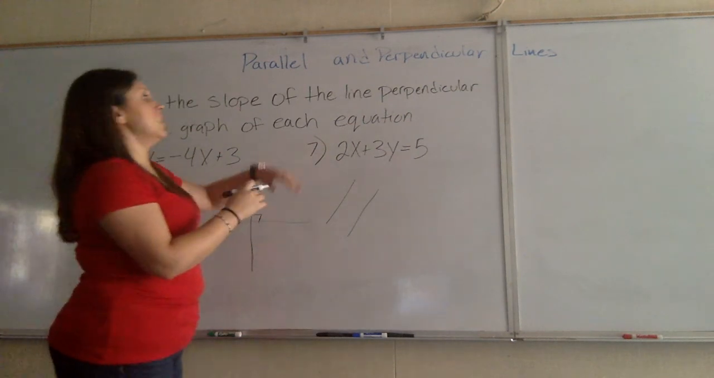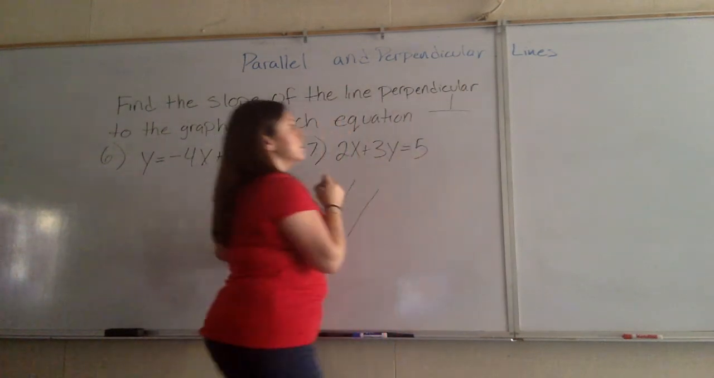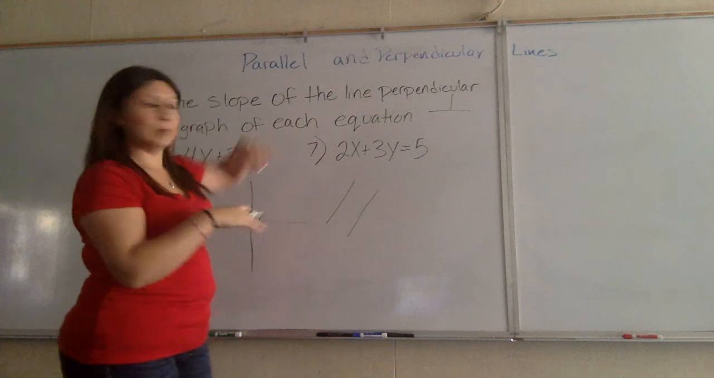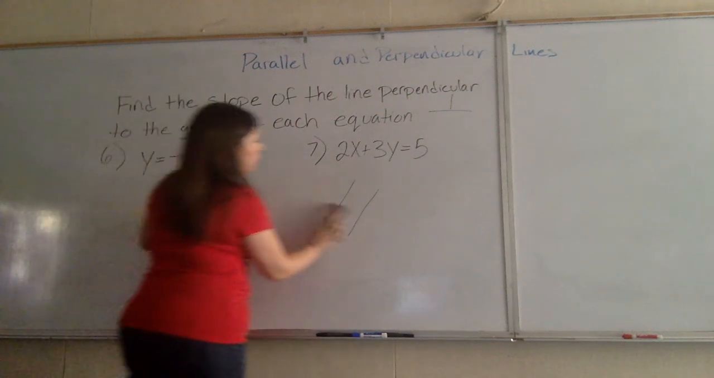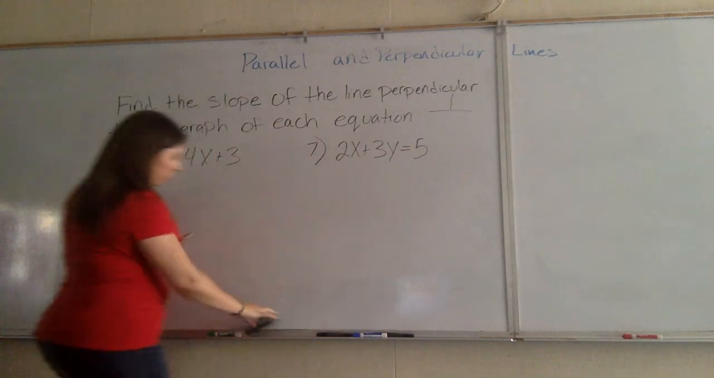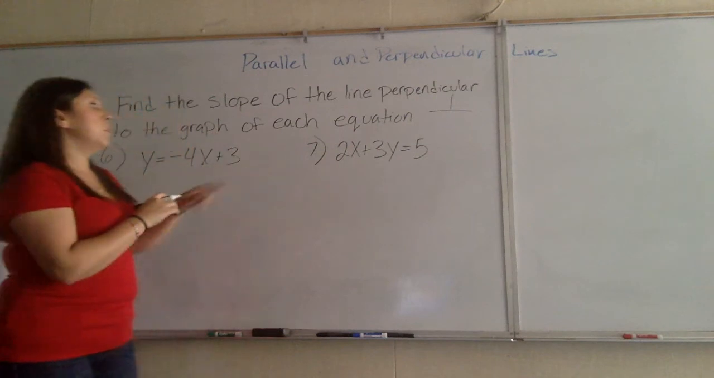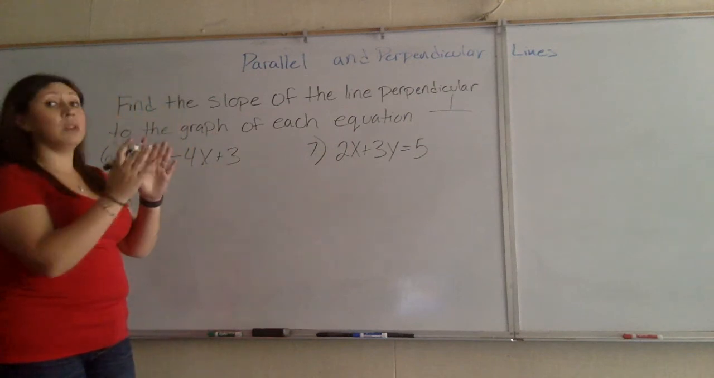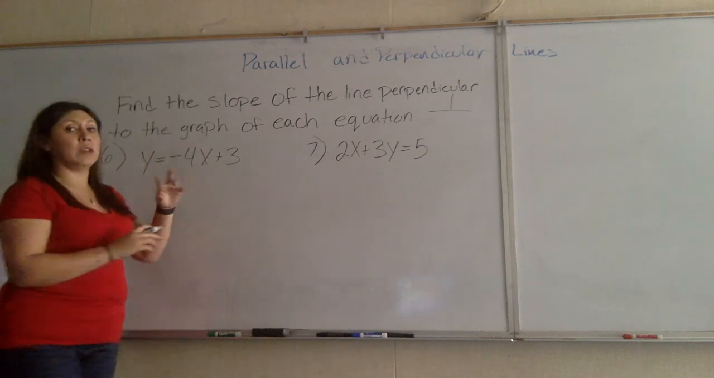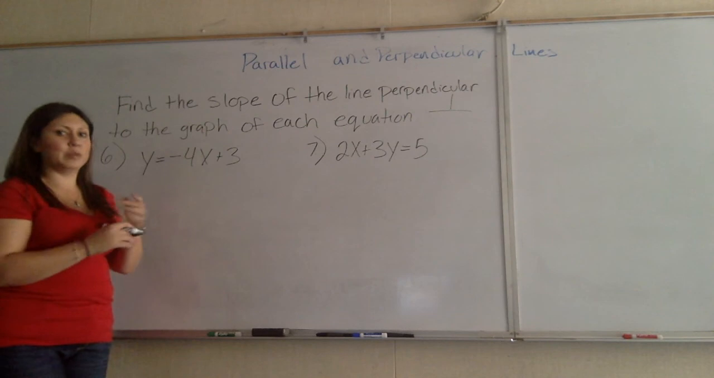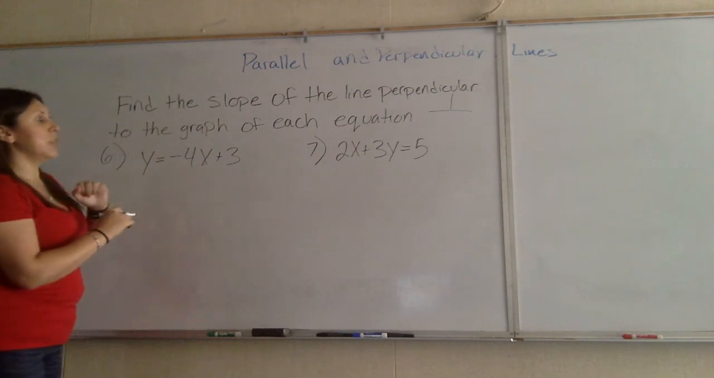The abbreviation for a perpendicular line looks like this. It's like an upside down T. When I'm looking for their slope, remember that when parallel lines are together, they have the same slope. For perpendicular lines, I need the negative reciprocal.